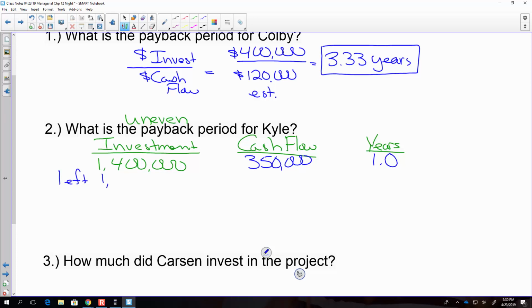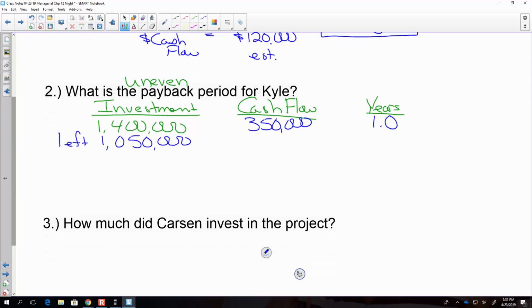1,050,000. Yeah. In year 2, my cash flow was 490. Obviously, again, that's certainly not going to cover the 1,050,000. So I'm going to burn up another year. What do I have left? 560,000.